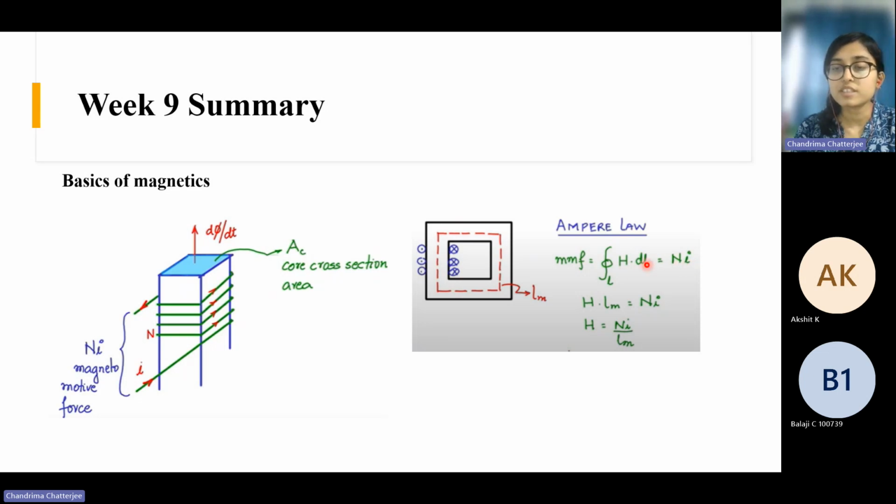So the integral of H dl is Ni. What is H? H is the magnetic field strength, and dl is an infinitesimal length, and if we integrate it, we get the mean magnetic path length. So H multiplied by Lm is Ni, so magnetic field strength is Ni by Lm. This is a very important law for magnetics. Okay, this is a very fundamental law, and we will need this equation while discussing the design process.